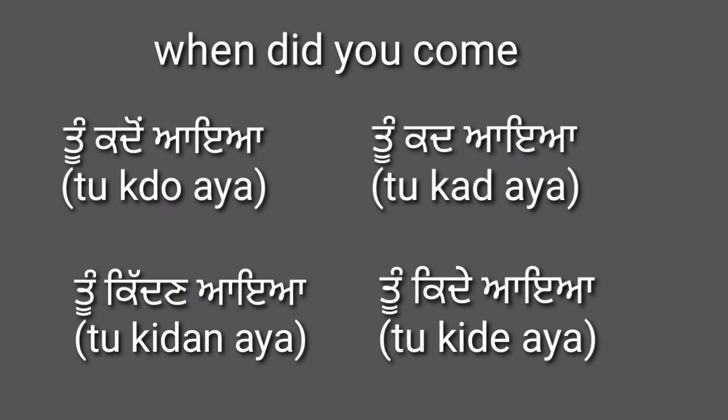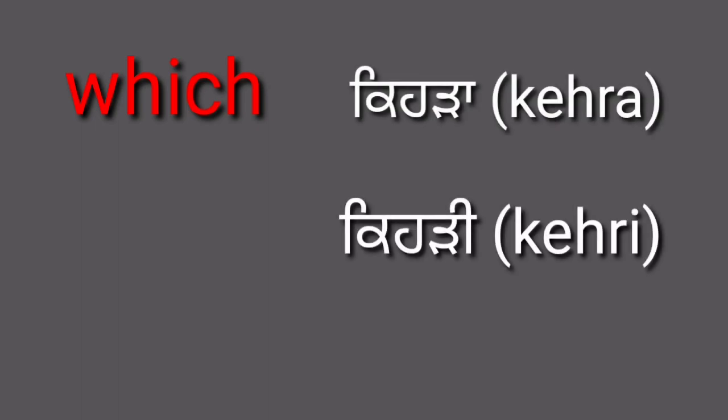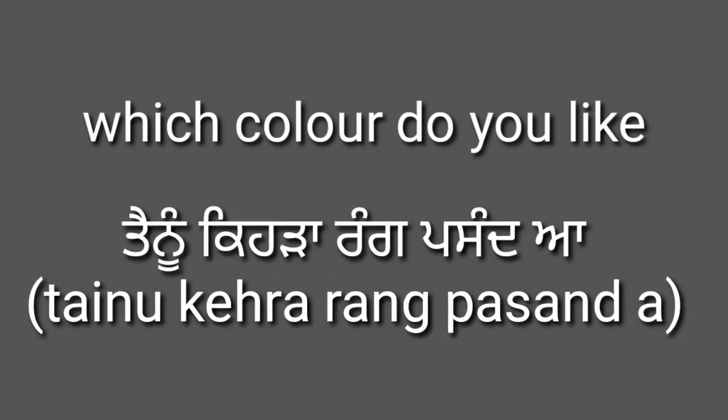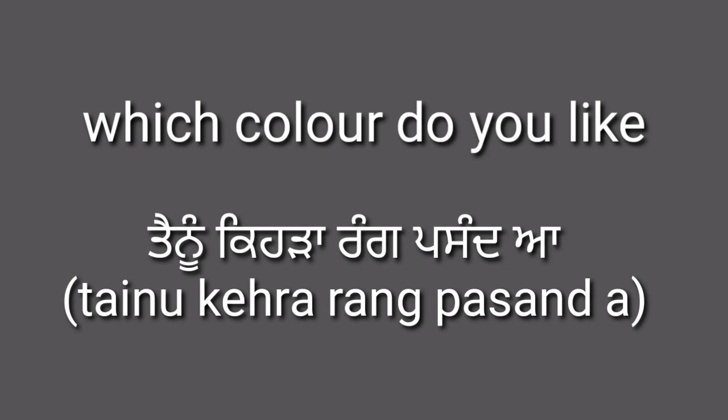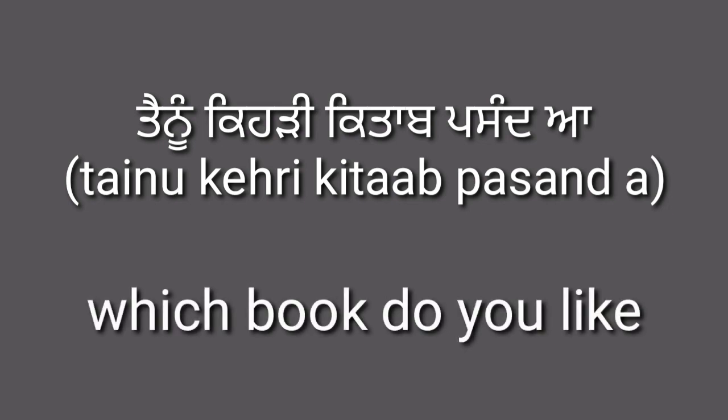So let's move to the next word, which means which. All right, so in Punjabi that's keda or kedi. All right, which color do you like? Right, ਤੈਨੂੰ ਕਿਹੜਾ ਰੰਗ ਪਸੰਦ ਆ? All right, rang is a masculine word, that's why we use ਕਿਹੜਾ. ਤੈਨੂੰ ਕਿਹੜੀ ਕਿਤਾਬ ਪਸੰਦ ਆ? All right, it means which book do you like? So book kitab is a feminine word, then it's going to be kedi.